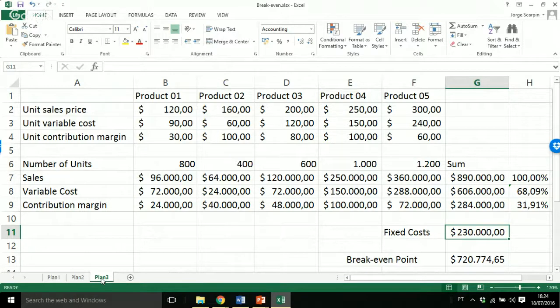$720,000, and we can choose a lot of combinations of each one of our 5 products to have our desirable sales and desirable break-even point. And we have a lot of other methods for break-even points in multiple products, but this is the easiest one.